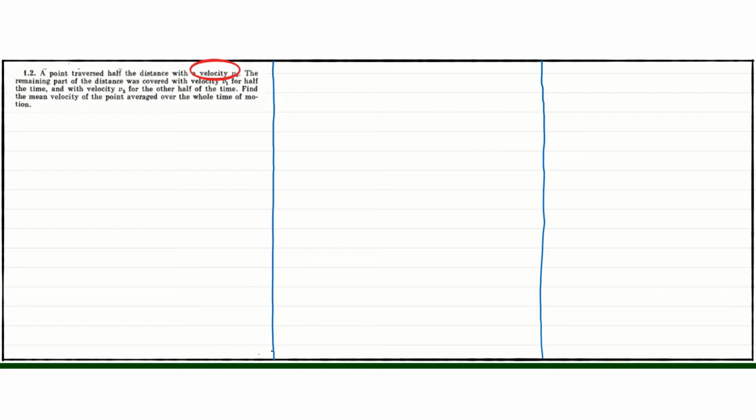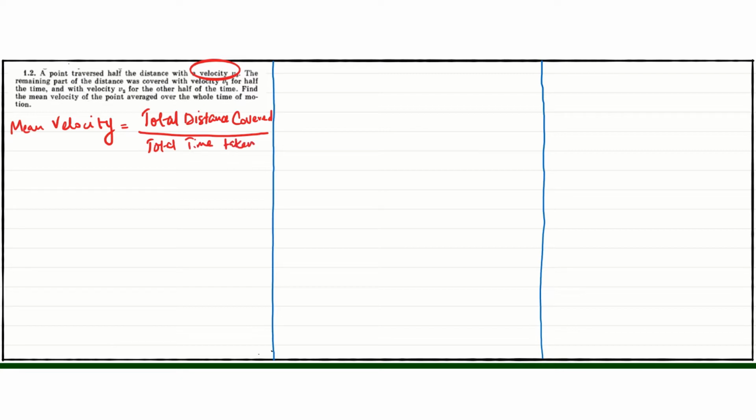Now let us look at what mean velocity actually means. So the mean velocity, which we need to calculate in this problem, is equal to the total distance covered divided by total time taken to cover this distance.